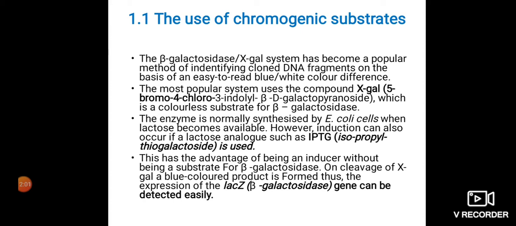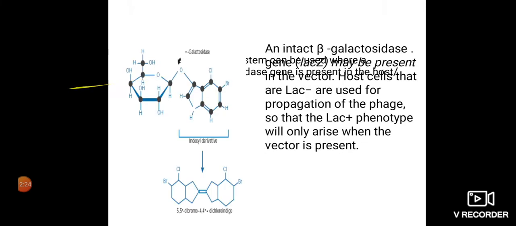For this, people use IPTG, that is isopropyl thiogalactoside, which is an analog of galactose and acts as an inducer for this particular gene, so that it will make the cell produce more galactosidase, and we are going to screen. So these are the structures of them.